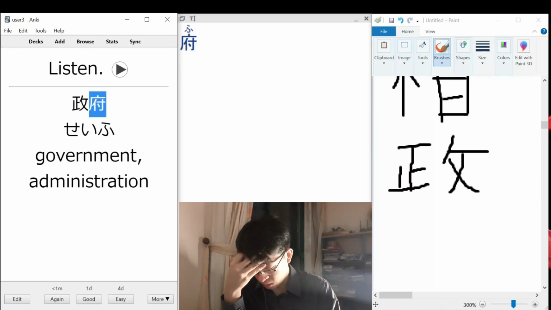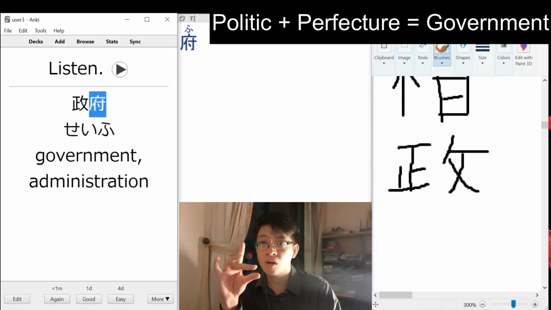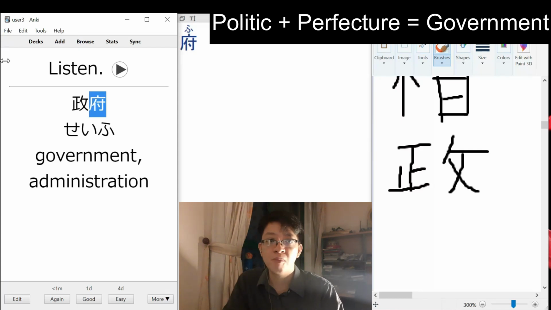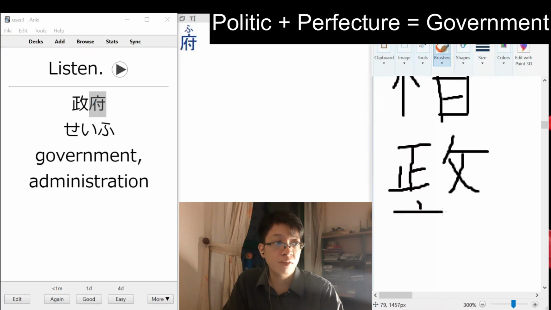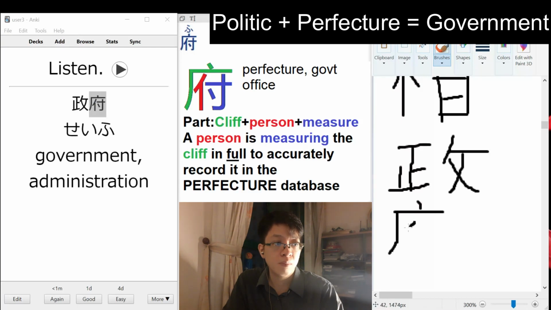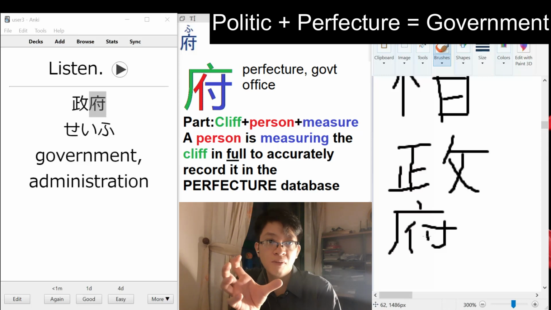What was the name? Prefecture, right? So like a unit of government administration or a unit of government office. Yeah, prefecture. And I guess we have a cliff, and then a person, and then measurement, right? So a person is measuring a cliff, so he can accurately record it in the prefecture database. Yeah, and that's it for this one.